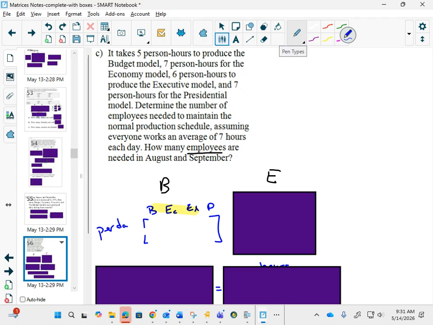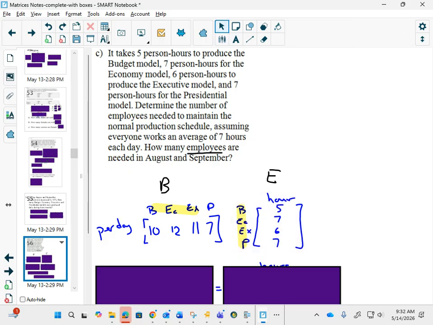This is per day, 10, 12, 11, and 7. And then my hours needs to be a column matrix so that my beeps match up. Yes. It says in August and September, are we using that increase? We will. This question has lots here. It says in August and September, but then it says determine the number of employees in the normal production as well. So I'm just doing the normal production first. And then I could just take that and multiply it by 1.4 in the end.